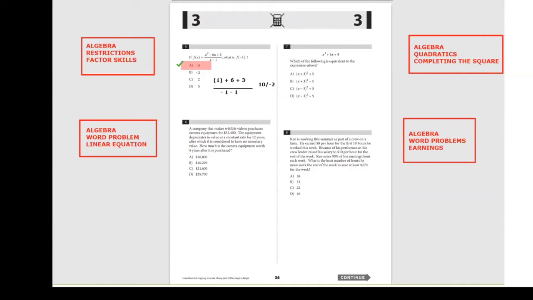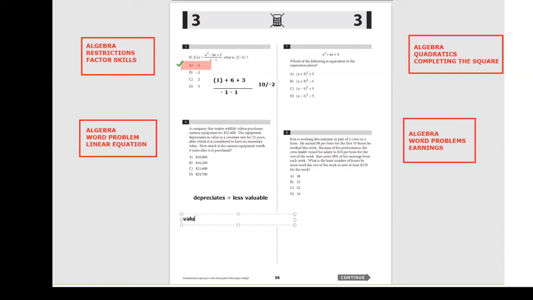Jaden, can you read question 6? A company that makes wildlife video purchases camera equipment for $32,400. The equipment depreciates in value at a constant rate for 12 years, after which it is considered to have no monetary value. How much is the camera equipment worth 4 years after it is purchased? So depreciates means that the camera equipment is less valuable. So it would be subtracted from the amount.